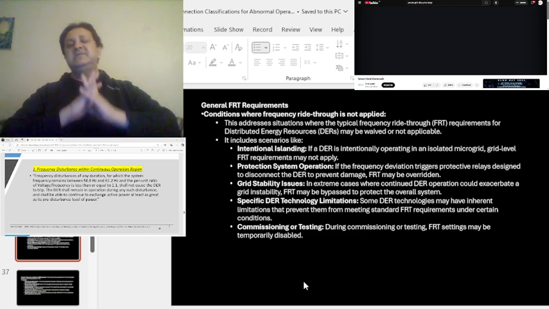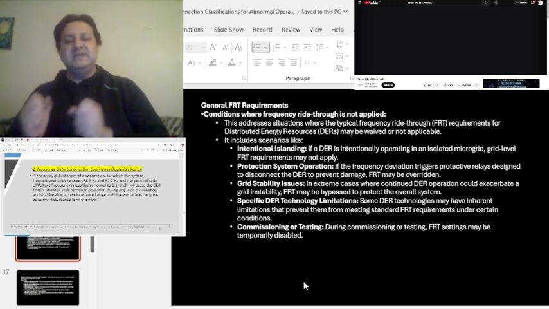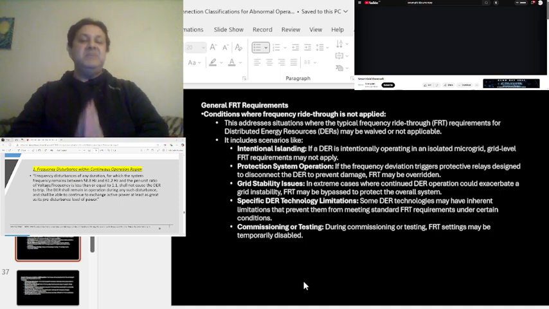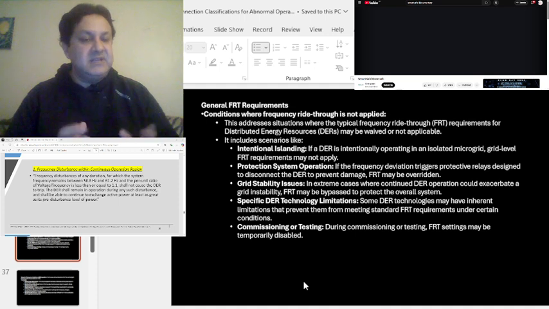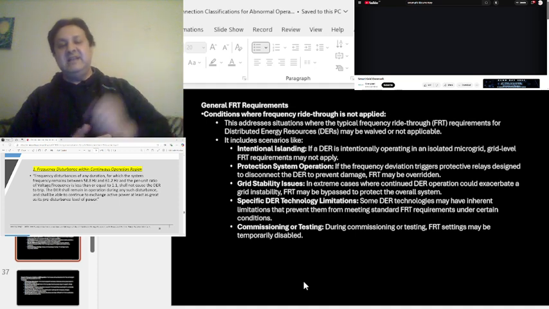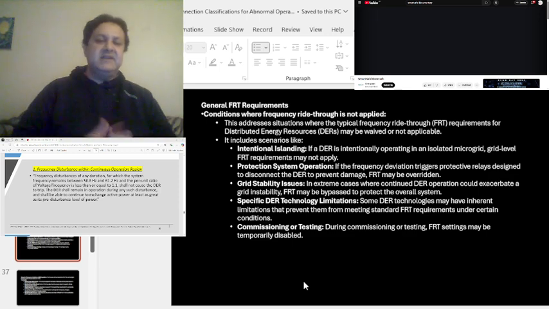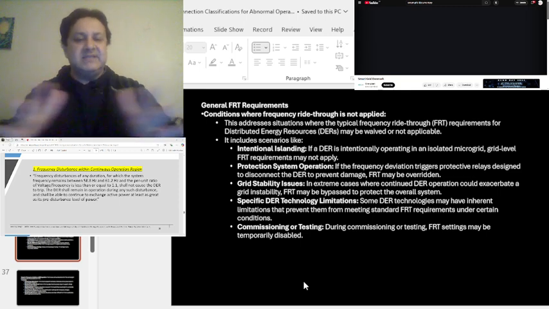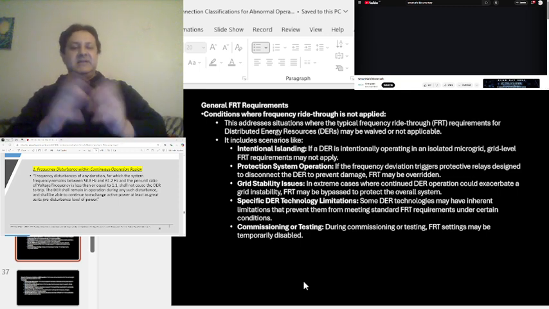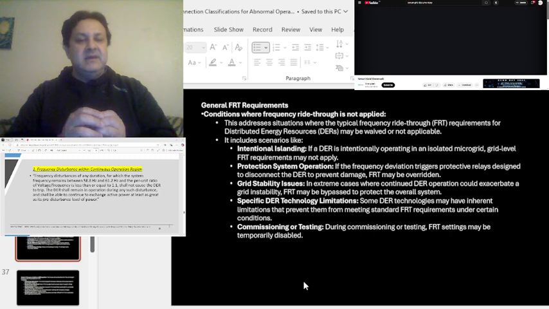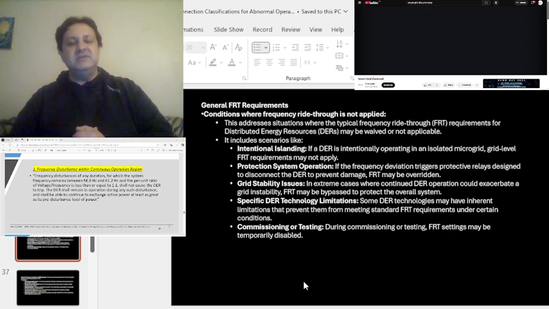This addresses situations where the typical frequency ride-through (FRT) requirements for distributed energy resources (DERs) may be waived or not applicable. That includes scenarios such as intentional islanding, protection system operation, grid stability issues, specific DER technology, or commissioning or testing. So whenever this is required, these are the conditions where frequency ride-through is not applied. The question is whether voltage ride-through is applied or not. This is a question we have to look at.